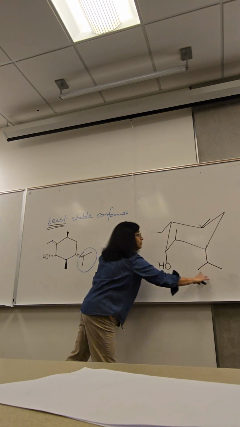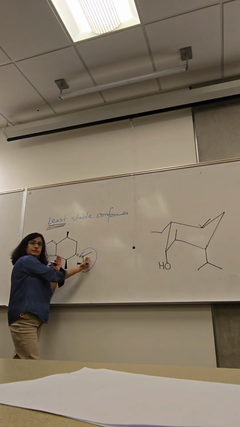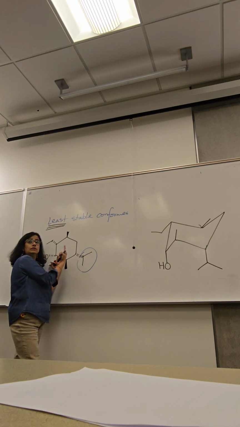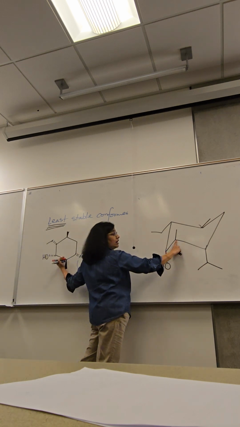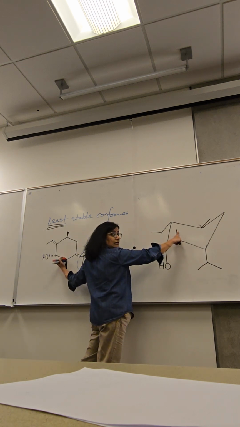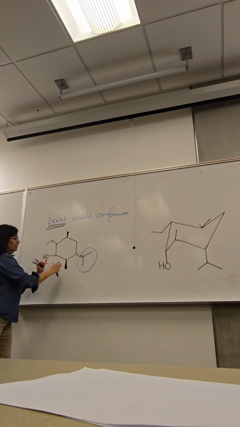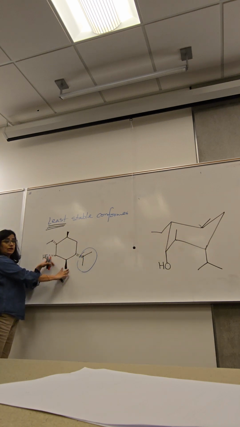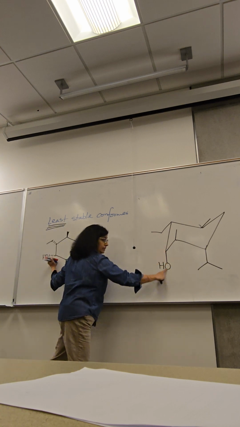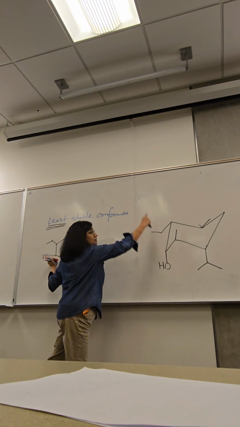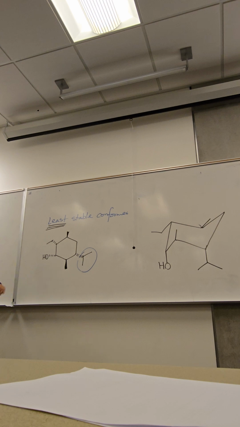If that's going down, these two are opposite. So then this has to go up. On this carbon, that's axial. We good? Now, if that's going up, this is going down because these are opposite. Going down. Well, on that carbon, that's axial going down. So that's how we just went around and placed everything.